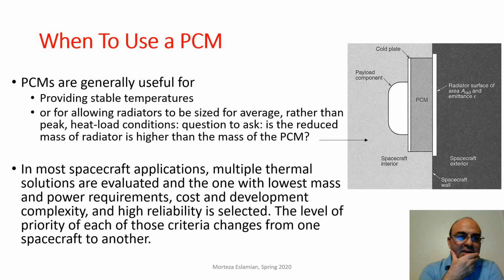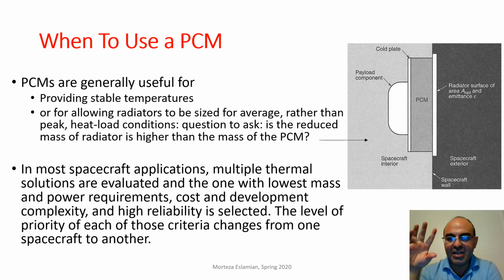Okay, so when to use a PCM, a phase change material. PCMs are generally useful for providing stable temperatures, isothermal cases, or for allowing radiators to be sized for average rather than for peak or for the corner cases. So we can size the radiator for normal operation, not for the peak or corner cases, and then use PCM for the case that the heat load is higher than what the radiator can actually handle.